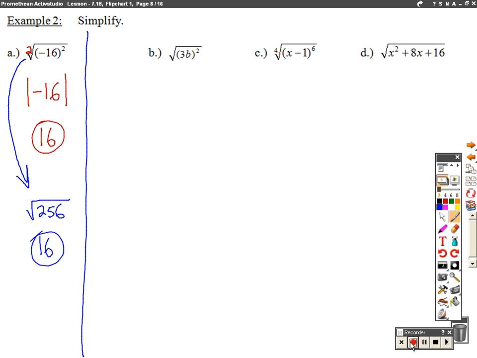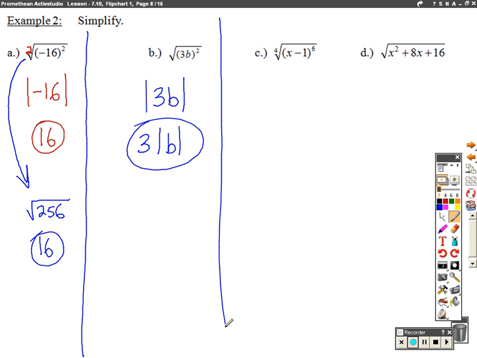Something like letter B, my index is 2. How many times does 2 go into 2? One time. So I can pull out one of those 3 b's, put it in absolute value brackets. We already know what the absolute value of 3 is. It's 3, so that can come out. And then we don't know what b is, so we need to keep that in absolute value brackets.